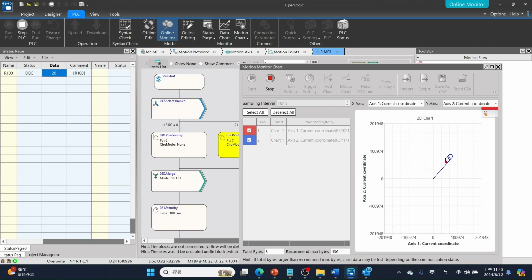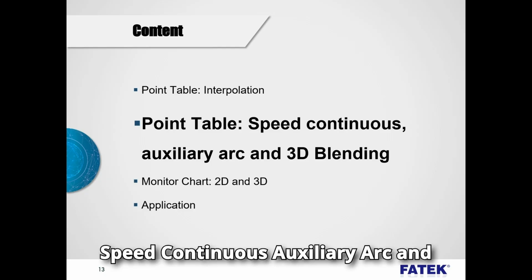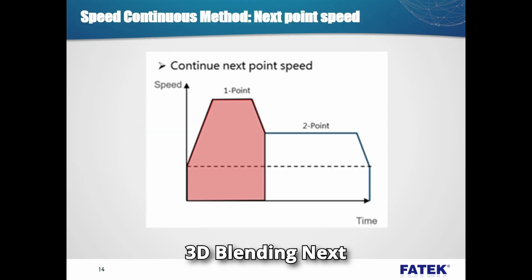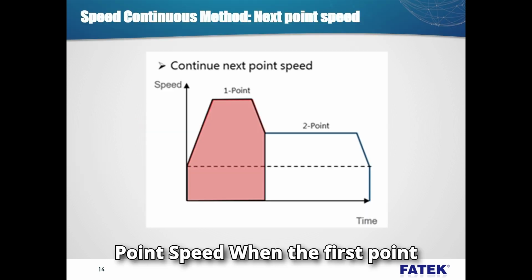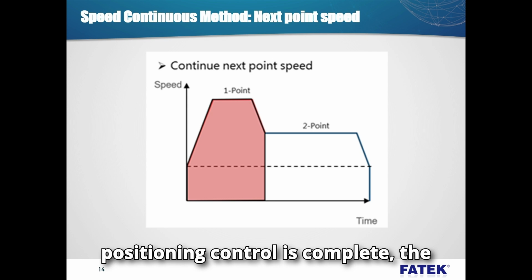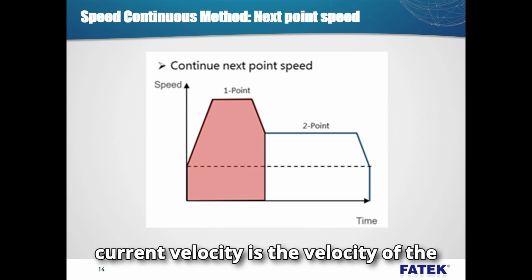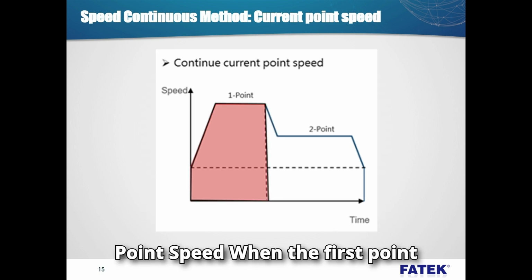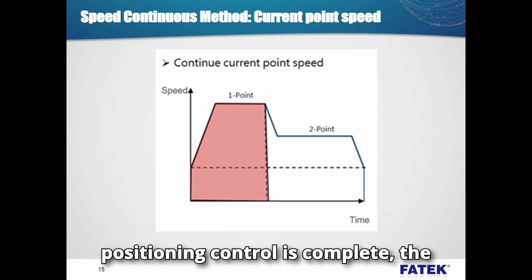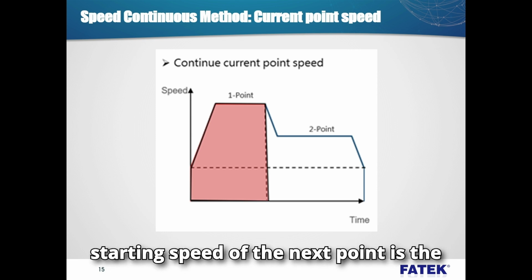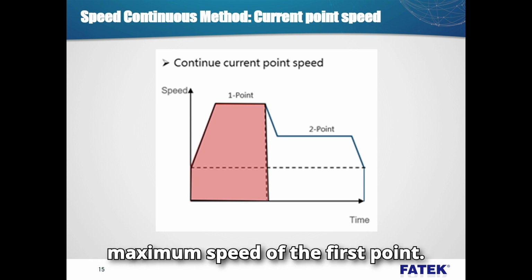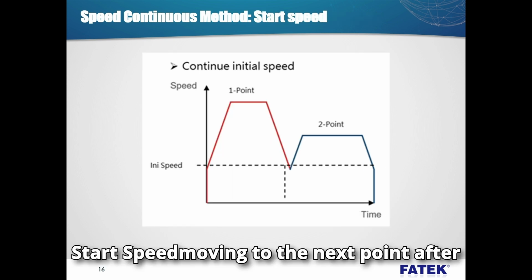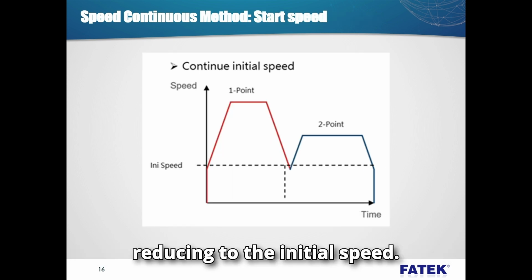Demonstration complete. Speed continuous, auxiliary arc and 3D blending. Next point speed: when the first point positioning control is complete, the current velocity is the velocity of the next point. Current point speed: when the first point positioning control is complete, the starting speed of the next point is the maximum speed of the first point. Start speed: moving to the next point after reducing to the initial speed.